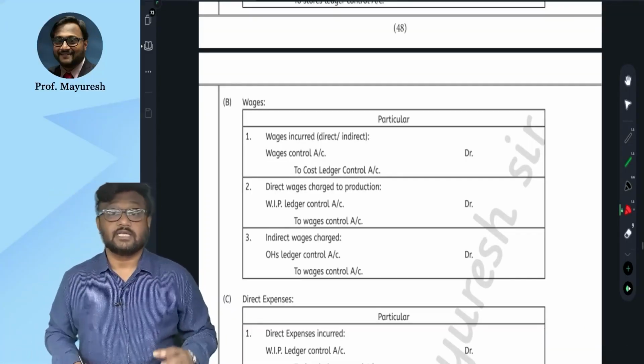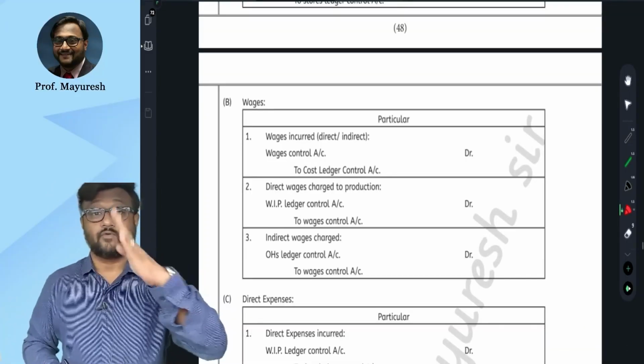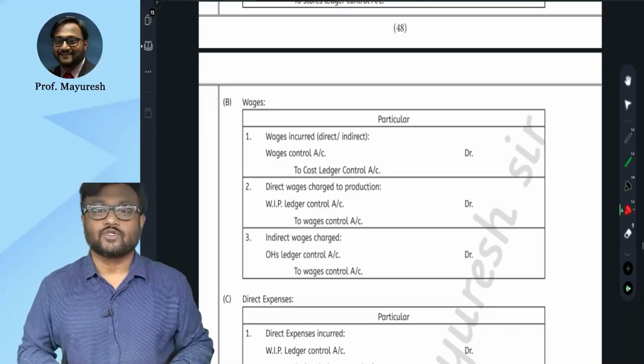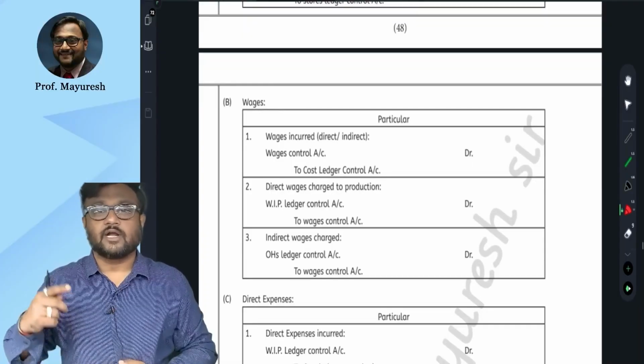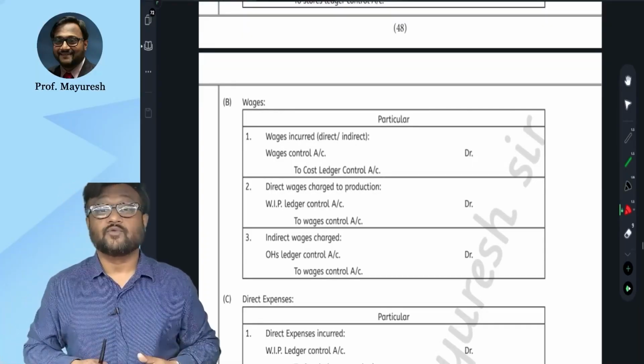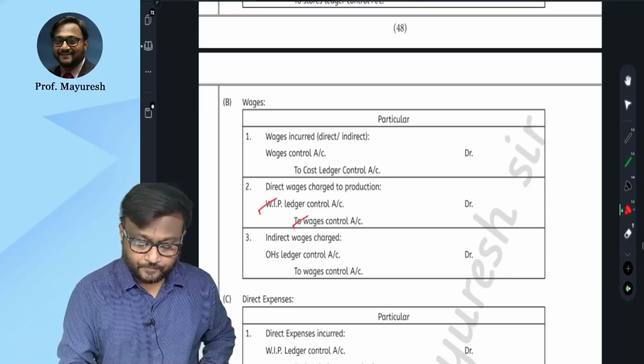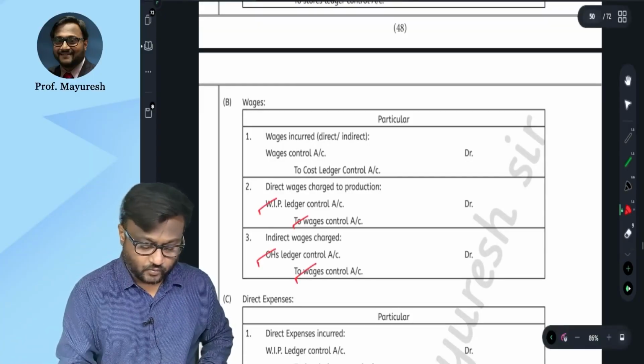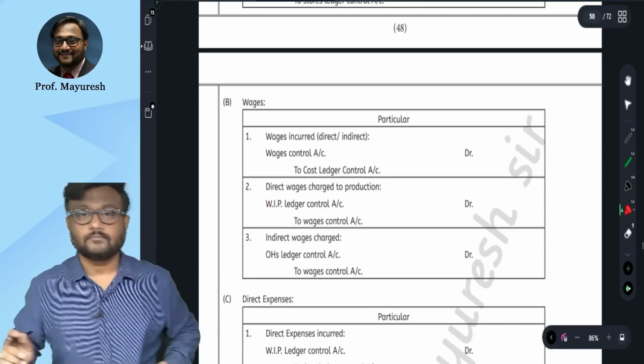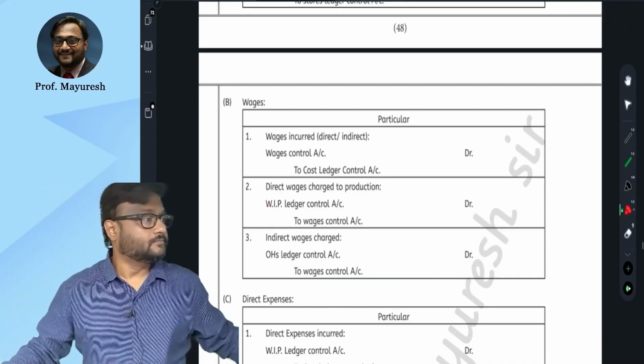And suddenly we realize that we are doing cost accounting where we have to show how cost flows in the books of accounts. So direct wages will get transferred to production account. Indirect wages will be transferred to overhead account. So WIP debit to wages, overheads debit to wages will be the entry. Are you guys clear with it?